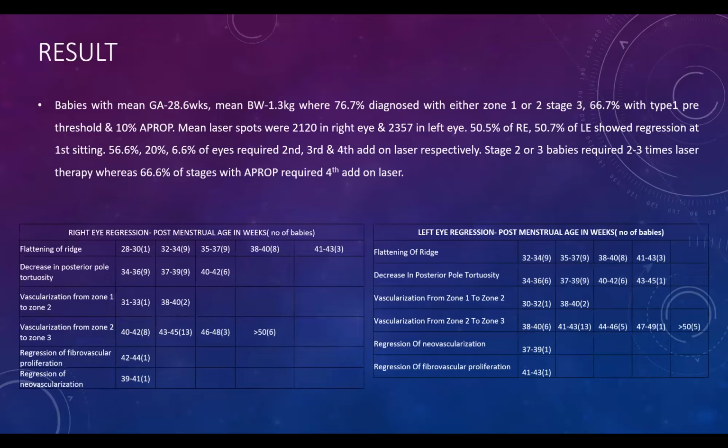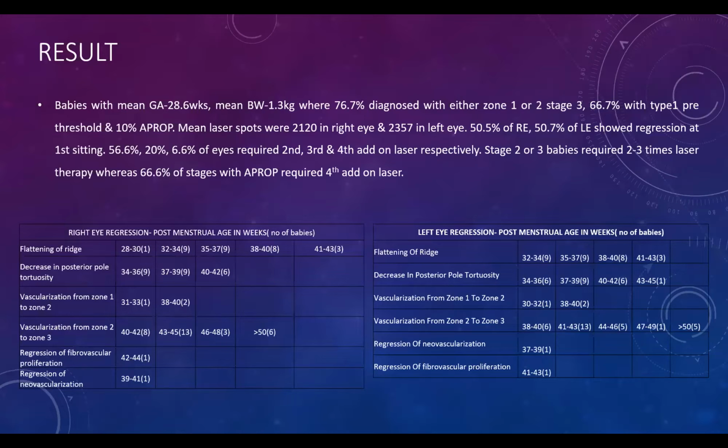50.5% of right eye and 50.7% showed regression at first sitting only, and 56.6%, 20%, and 6.6% of eyes required a second, third, and fourth add-on respectively.